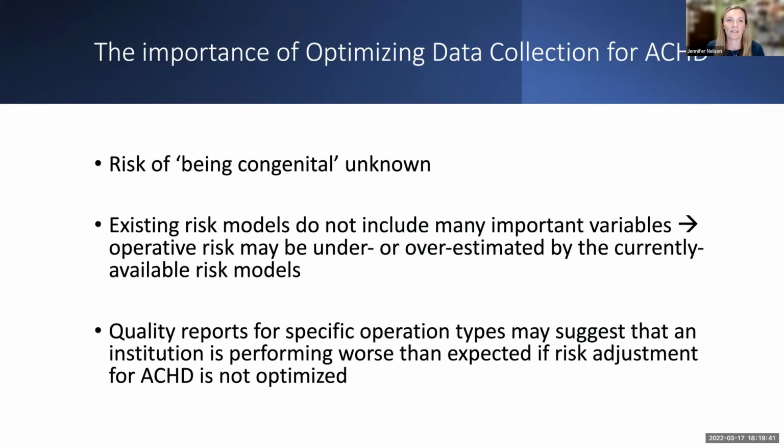But first, I would like to emphasize why all STS cardiac surgeons should care about this topic. For adults, the risk associated with being a congenital patient undergoing cardiac surgery is unknown. Existing risk models do not include many of the variables relevant to the ACHD population. Thus, it is likely that operative risk may be under or overestimated by currently available risk models. Also, quality reports for particular operation types may suggest that an institution is performing worse than expected if risk adjustment is not optimized for ACHD.